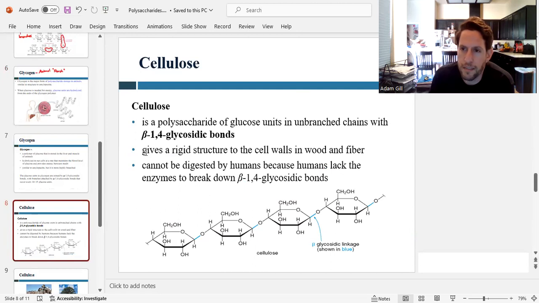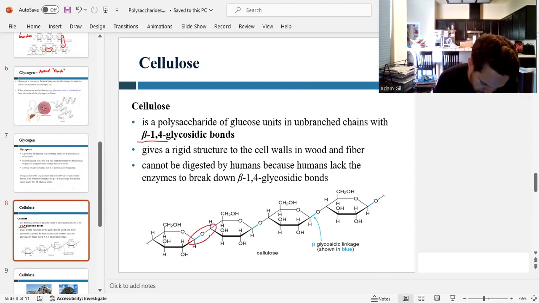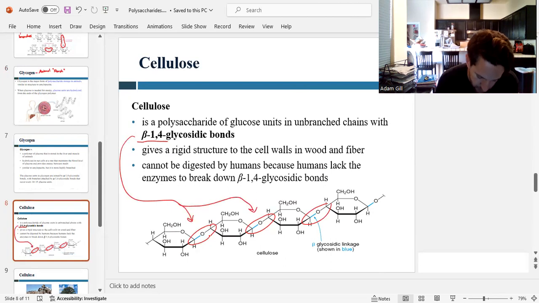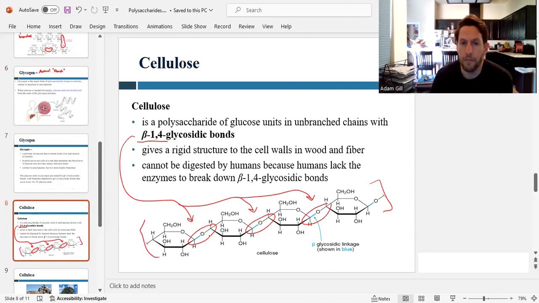Now, cellulose is another linear polymer of glucose, but it's unique in that it is beta 1,4 glycosidic bonds. And so if you look at the linear structure of cellulose here, you'll see that all these bonds highlighted in blue are in a beta orientation. So it's the beta 1,4 glycosidic bonds. And it keeps going. And cellulose molecules tend to be thousands of glucose molecules long, many thousands, really, really, really long fibers.